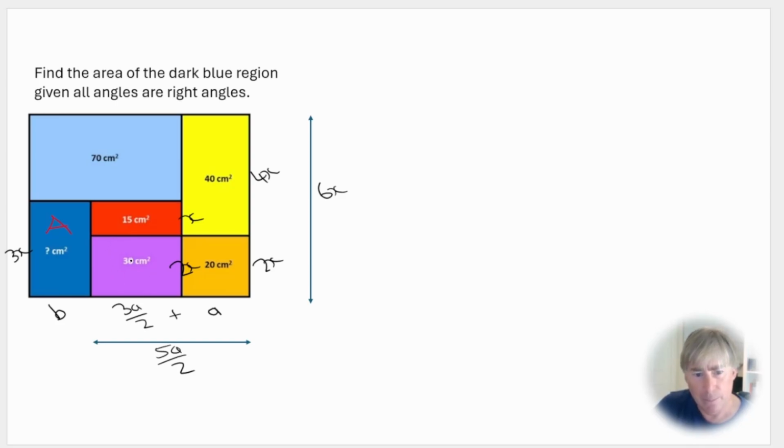So let's look at the red rectangle. Using the red rectangle width, multiplying it by its height, so 3a over 2 times x, I know that that's equal to 15. So I'm just going to write 3ax is equal to 30. So there's a relationship between a and x.